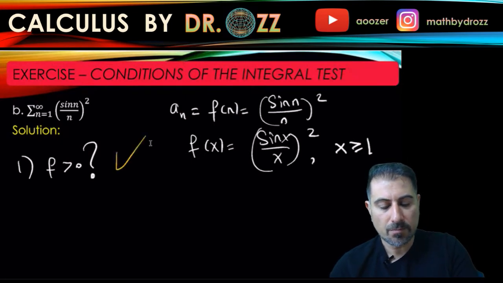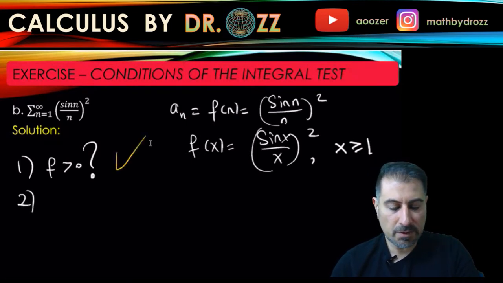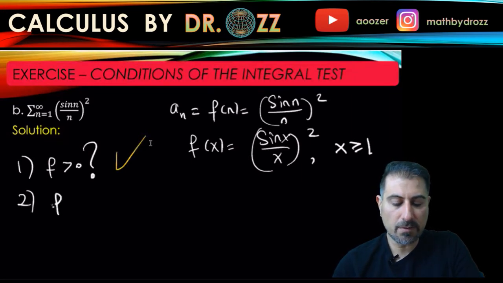Number 2, continuous, right? Well, let's check f is continuous.